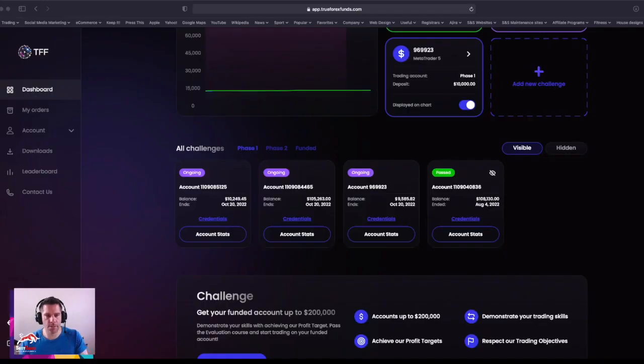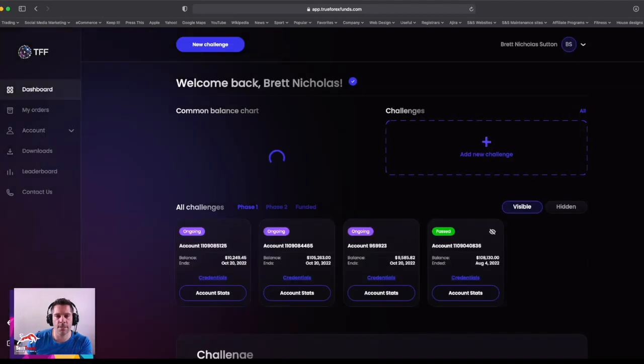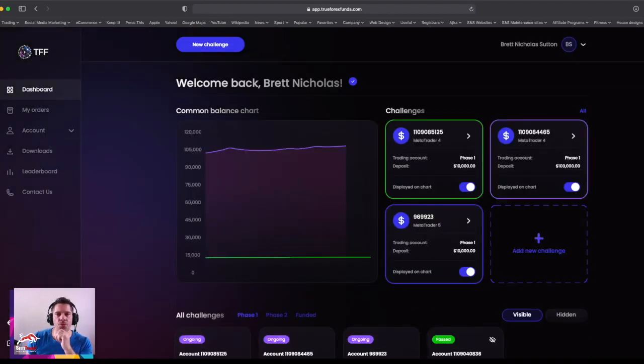All right, there we go, guys. So let's go to that quickly. This is my dashboard with True Forex Funds. Let me just refresh so no one's going to question that and say, that's rubbish, it's not really there. There we go, guys. Okay, so let me just run through exactly how my prop farming has gone.